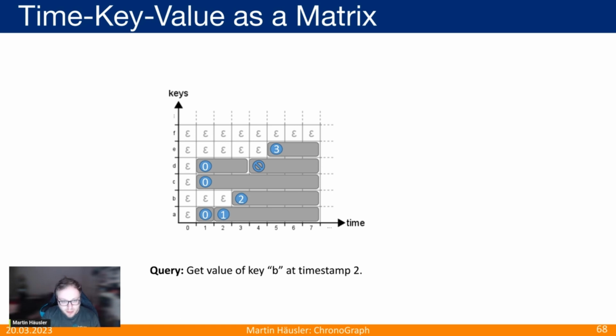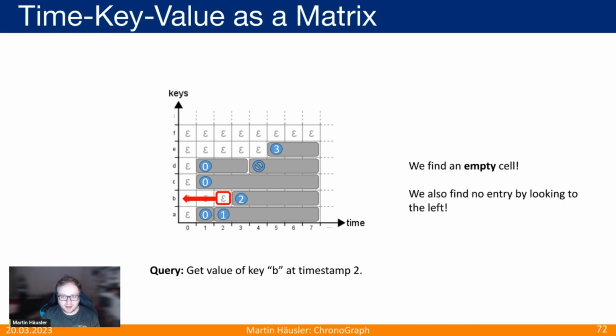If we look for B at timestamp 2, again, same trick, we end up at this empty cell. We again try to move left, but we find nothing. And why is that? Well, at timestamp 2, key B did not exist. It has never been inserted into the store yet. So the result of this query is key not found. And it's the same whether you do it on the validity periods or in the original matrix. It doesn't change.